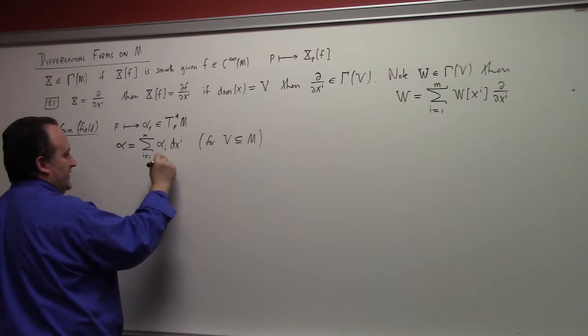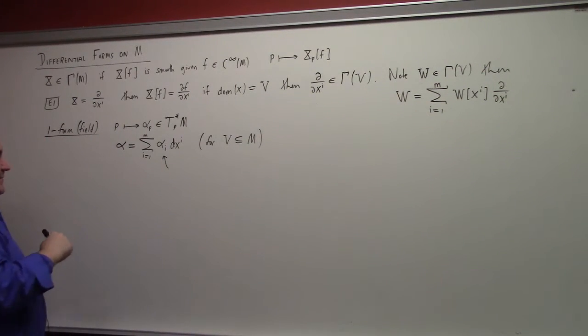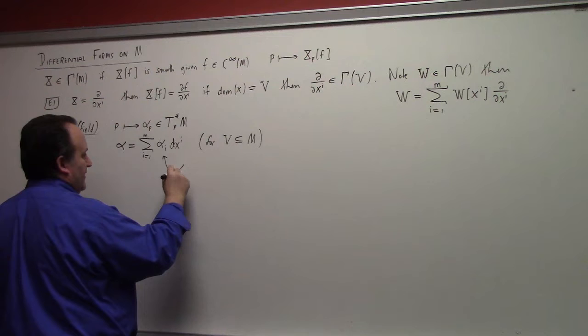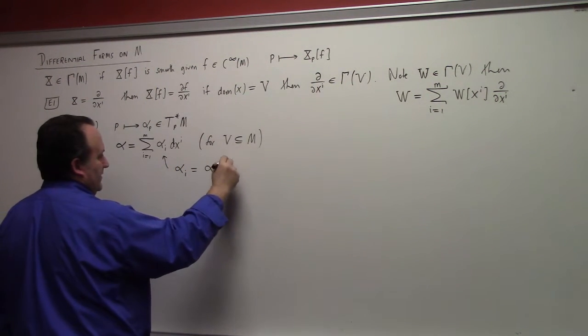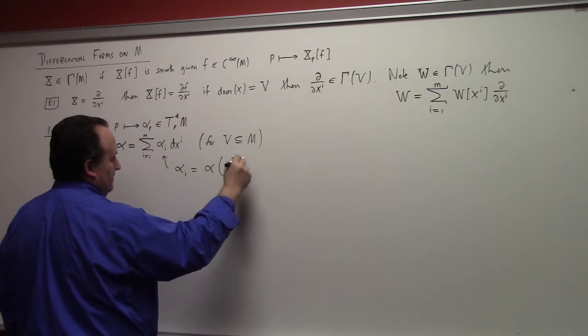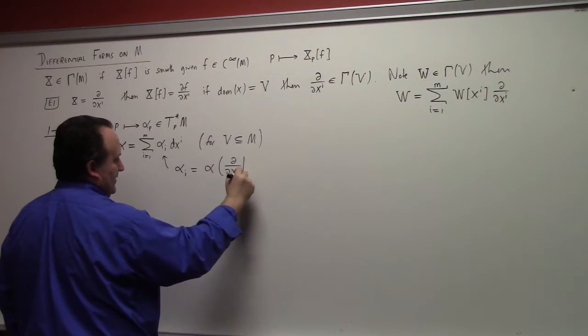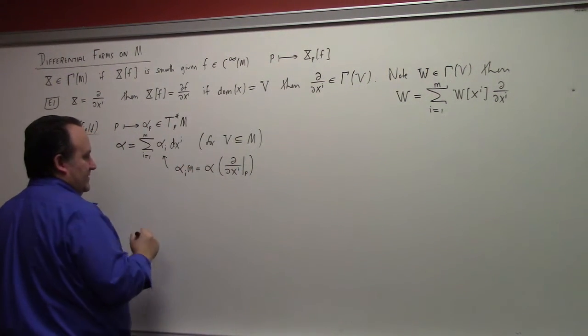How did we figure that out before, right? Like at a point, we got alpha sub i from what? From, what was it? I believe alpha sub i was equal to alpha on partial x sub i, right? At the point P, that's like alpha i of P would be that, right?